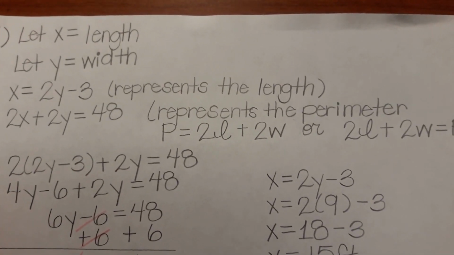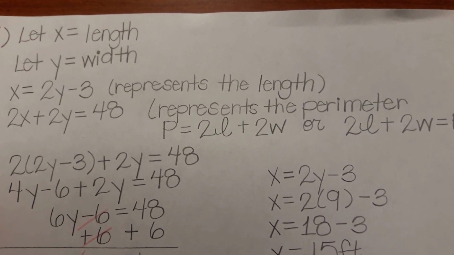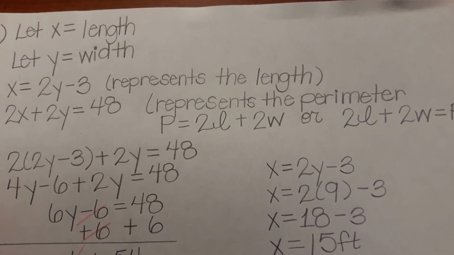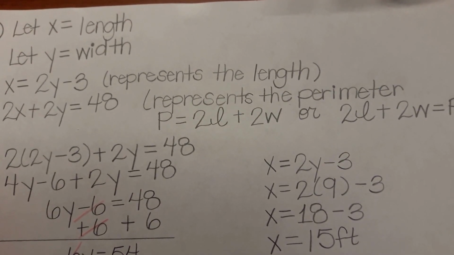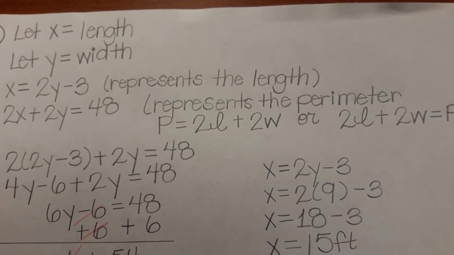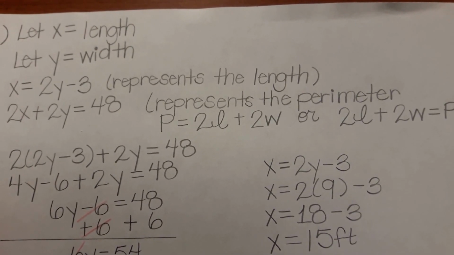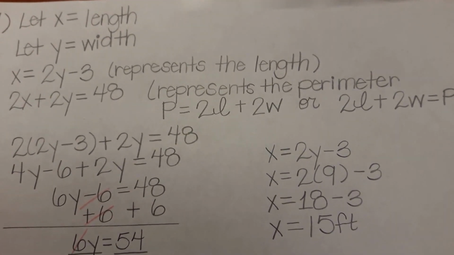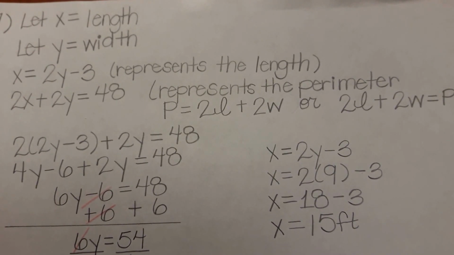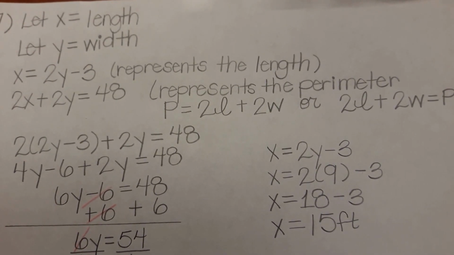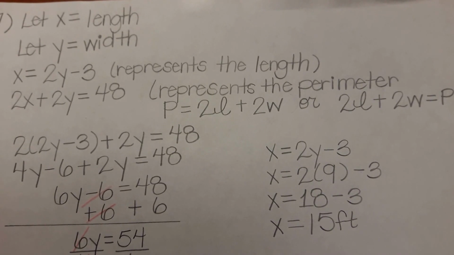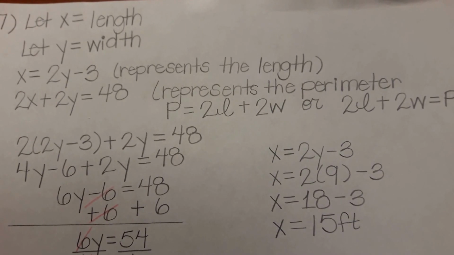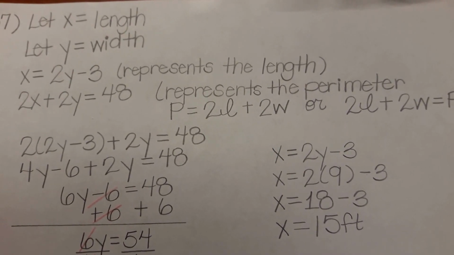Look at number 37. 37 says the length of a rectangle is 3 feet less than twice its width. If its perimeter is 48 feet, find its area. This is a loaded question. When I see the term less than, that means you write the first part last and the last part first. So, for example, if I say 2 less than 5, I will write 5 minus 2.